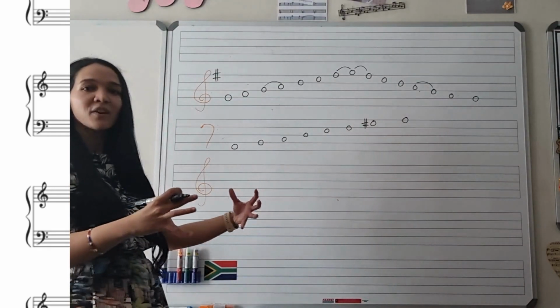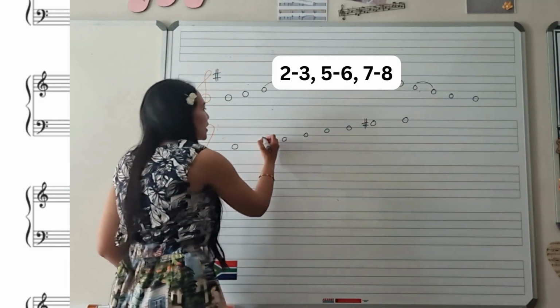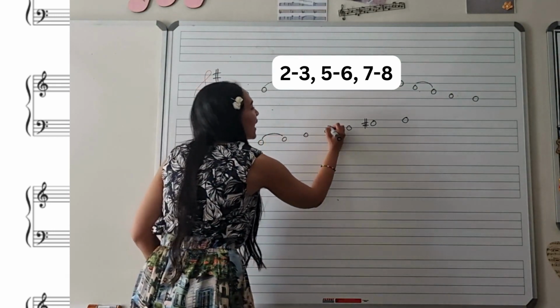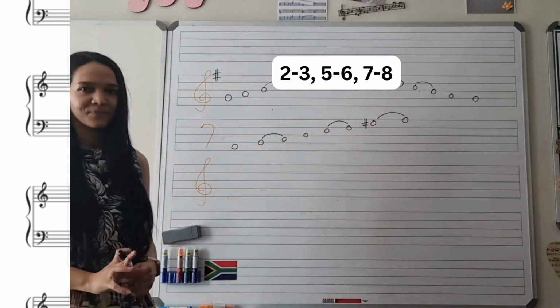Then we need to put in our semitones. Semitones in a harmonic minor key lie between 2, 3, 5 and 6, and 7 and 8. So you'll have to put in 3 slurs there.